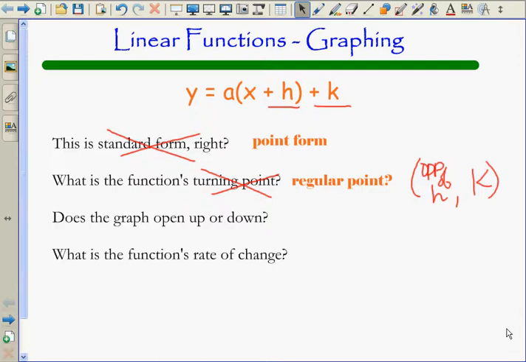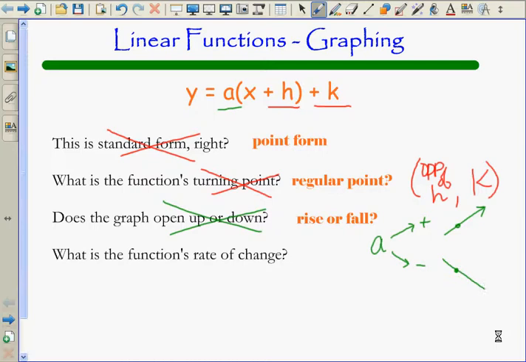Also with our absolute values, we had looked at, does the graph open up or open down? And we had looked at the a value for that. We're not really going to ask open up or open down anymore. We're going to ask, does the graph rise or fall? And it's still going to be the a value that's going to tell us that. If the a value is positive, our graph is going to be rising through whatever point we came up with. If the a value is negative, our graph is going to be falling through whatever point we came up with from our equation.